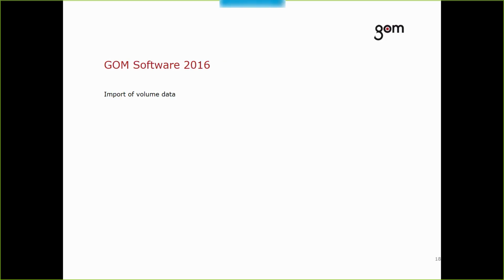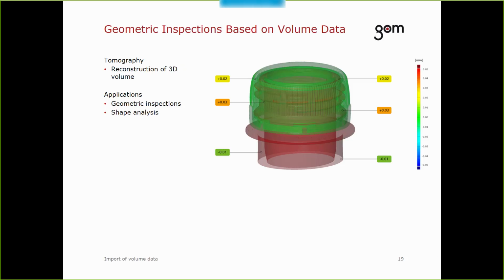That was the new CAD Converter. Let us continue with the import of volume data. A tomography reconstructs a 3D volume without destructing the specimen. Tomography is increasingly used for geometric inspections and shape analysis. In order to perform 3D inspections, the volume data of the tomography needs to be transferred into a surface representation, a mesh for example.